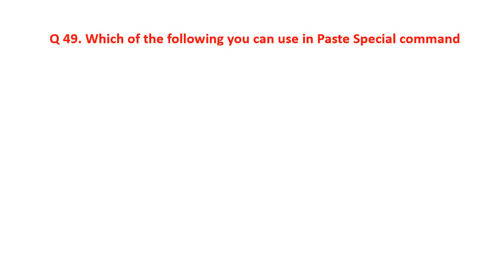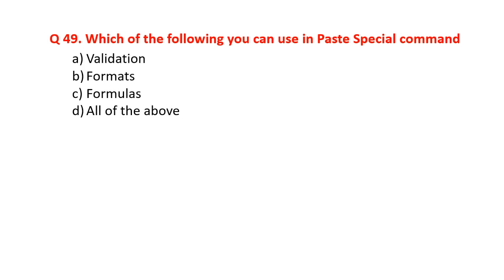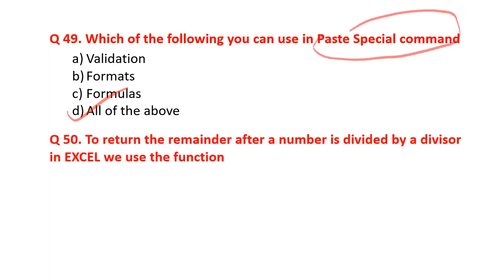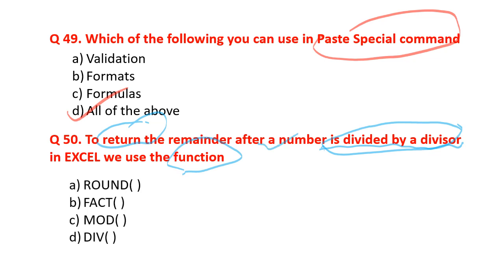Which of the following you can use in paste special command? Here are the options. Option A, validation. Option B, formats. Option C, formulas. Option D, all of the above. You can use all of these above in paste special command. Next question. Question number 50. To return the remainder after the number is divided by a divisor, which function must be used? Here are the options. So option C, MOD, and the pair of round brackets is the right answer.